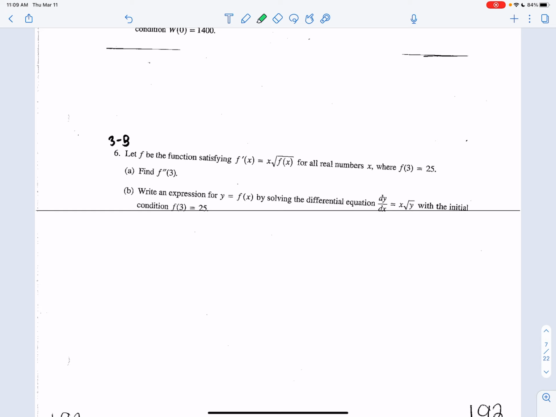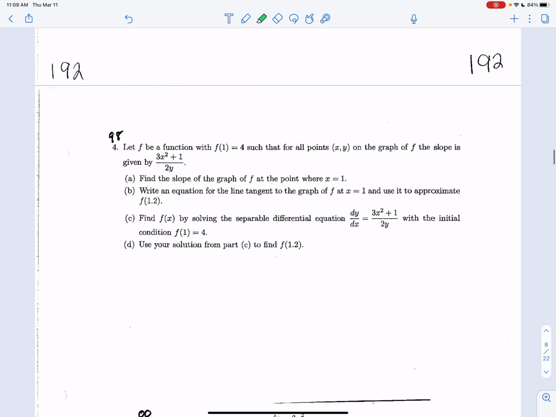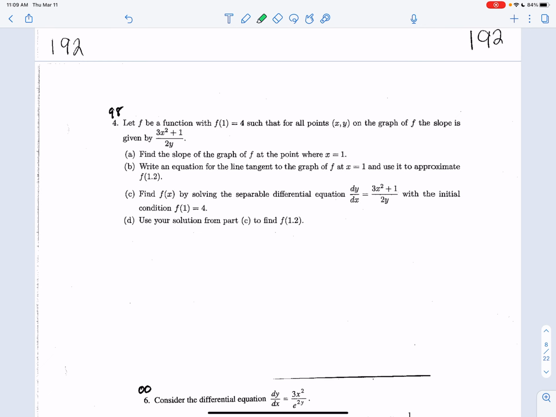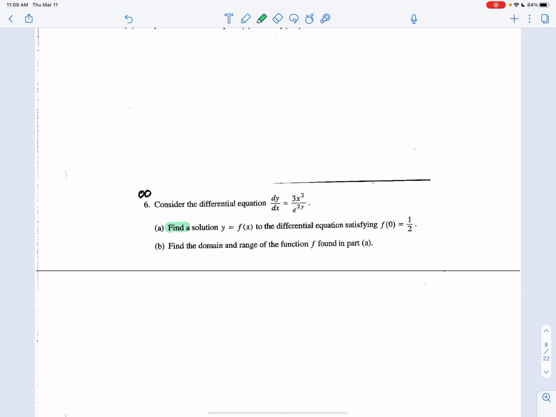2003, write an expression for f of x by solving the differential equation. This one's written a little bit differently there, okay? But that's a common one. That's the same thing as finding the particular solution. 1998, very old school. I haven't seen this recently, but they might use the same verbiage. Who knows? Find f of x by solving the separable differential equation, right? Same idea, written a little bit differently. 2000 here, find a solution to the differential equation. We've seen that before.